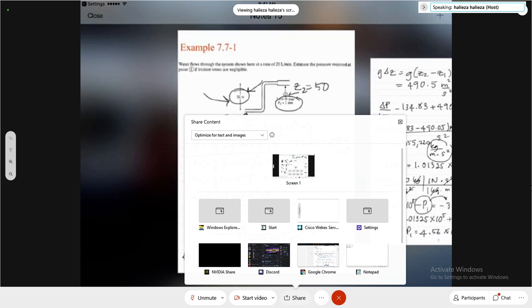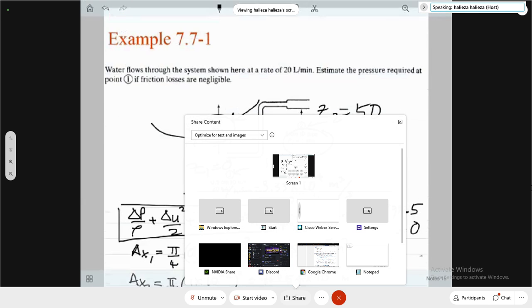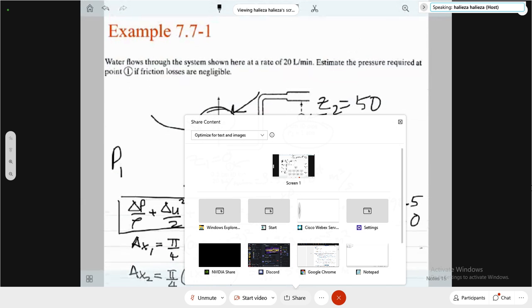Now, this is going to be P1 is equal to 4.56 ATM. This is 1 ATM. It has to be higher. P1 must be higher than P2. Why? Or else it cannot flow. The pressure is the one that is pushing the liquid to flow upward. P1 must be higher than P2.